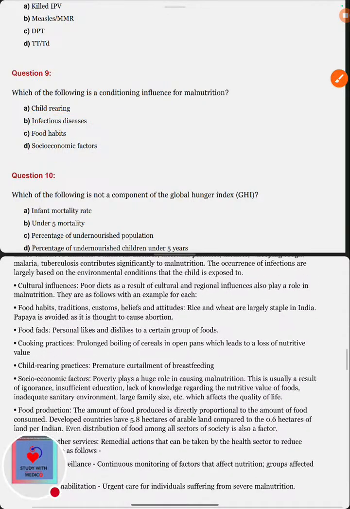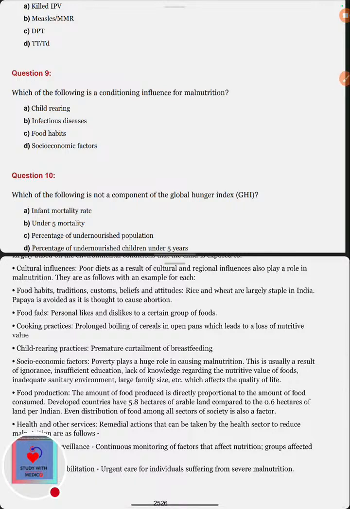Cultural influences. Food diets as a result of cultural and regional influences also play a role in malnutrition, such as food habits, traditions, customs, beliefs, attitudes. Cereals are largely staples in India. Papaya is avoided as it is thought to cause abortion. Food fads, personal likes and dislikes to certain groups of foods. Cooking practices, prolonged boiling of cereal in open pans causes loss of nutritive value. Child rearing practices, premature curtailment of breastfeeding is called child rearing.